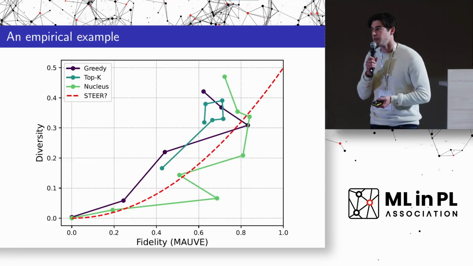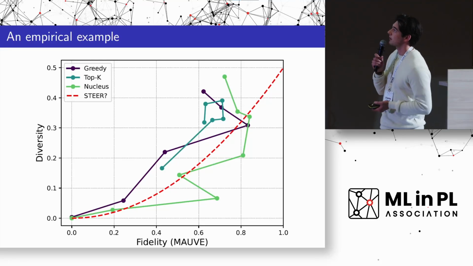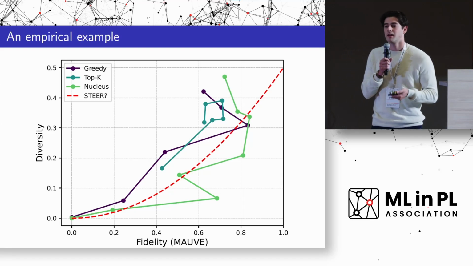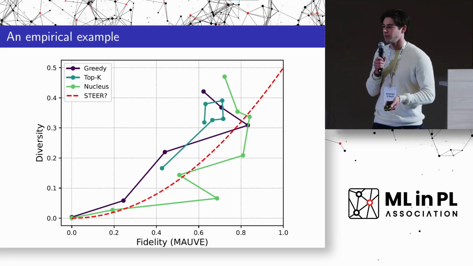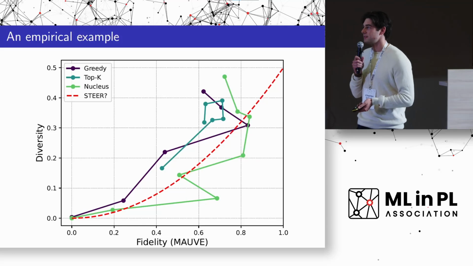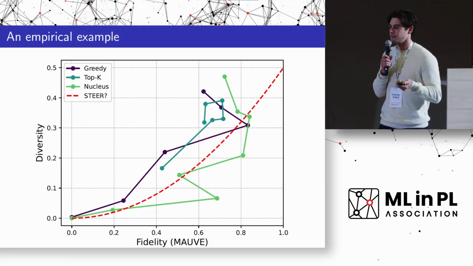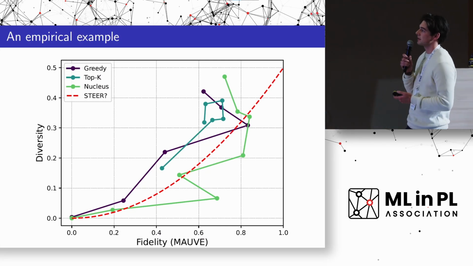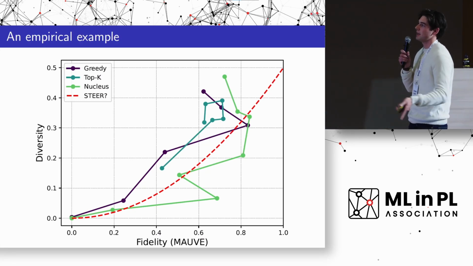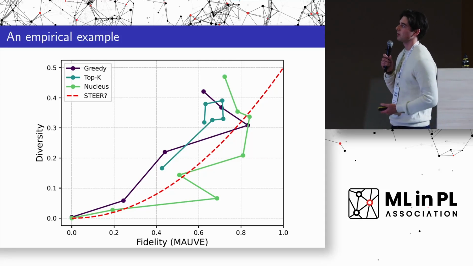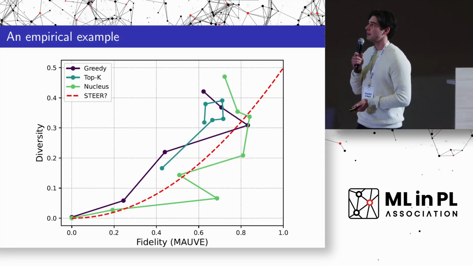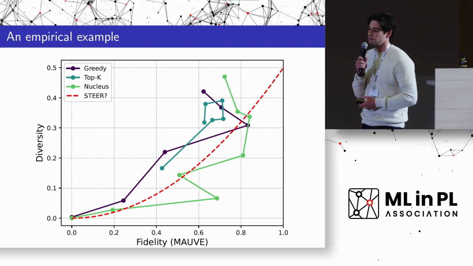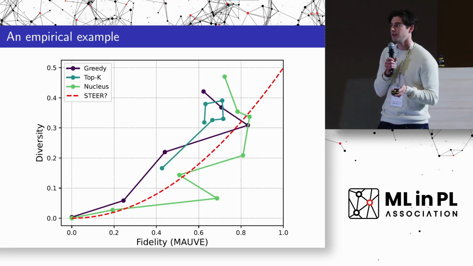So this is an empirical example. Nucleus, greedy, top-K, they're all sampling methods. When we're generating the next token, the language model outputs a probability distribution over tokens. These are simply ways of selecting the next token. As you can see, it's very context dependent on the hyperparameters, but as you tune those initially, you get improvements in both diversity and fidelity. But eventually we hit this point up in the top right-hand corner where the curves start to wrap back on themselves and we can't get any better performance.